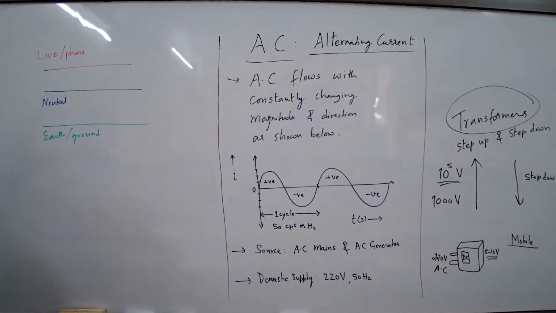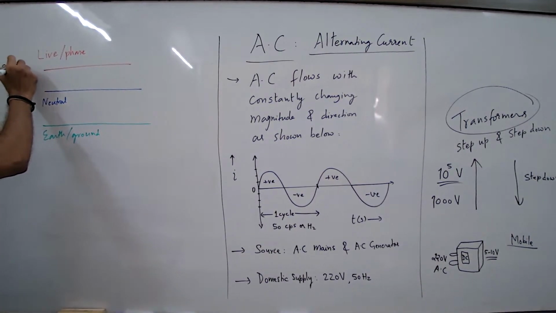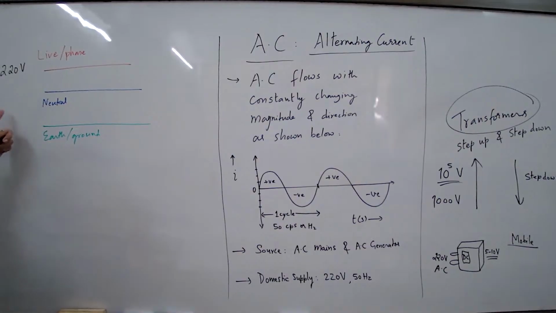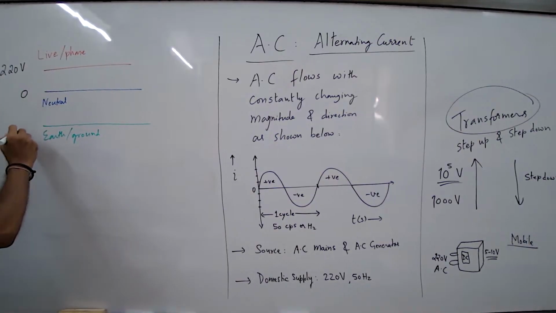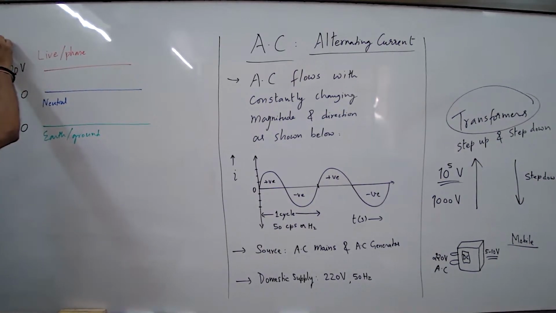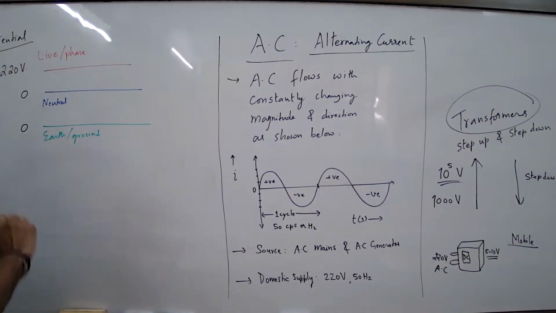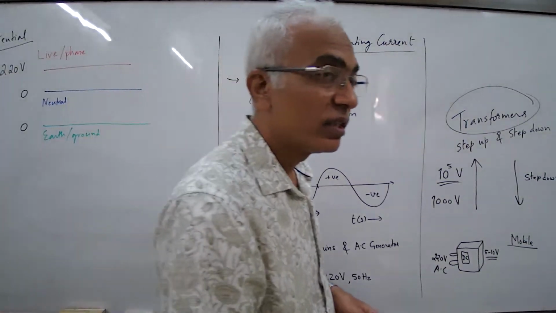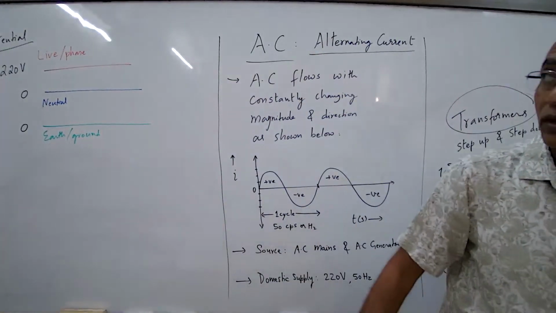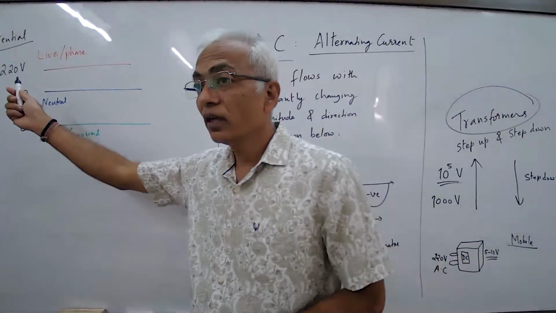So how they are characterized is with the potential. So in the live wire, you have 220 volts. Okay, it is carrying the maximum potential. Neutral is at 0, ground is also at 0 potential. So it is electric potential. What is potential? Stored energy, ability to do work. So all the energy is carried by the live wire.